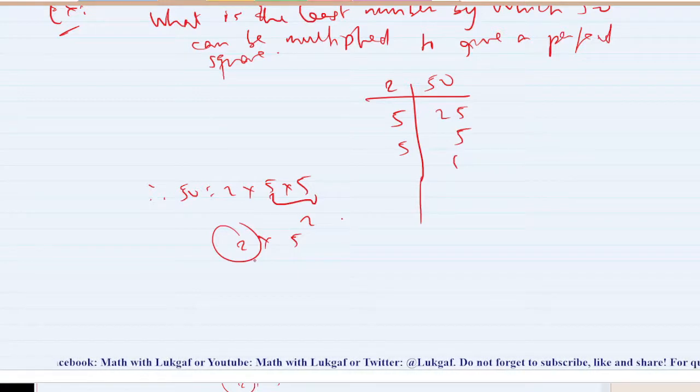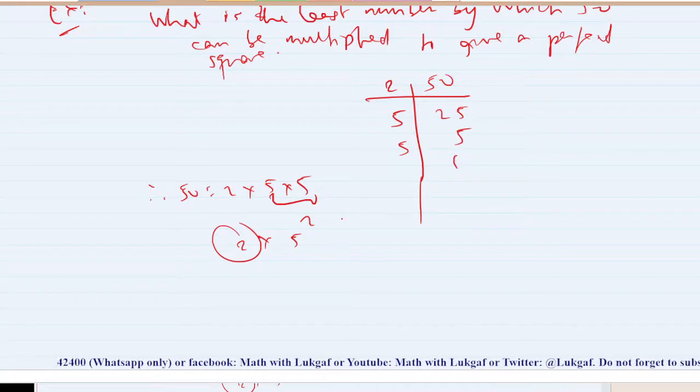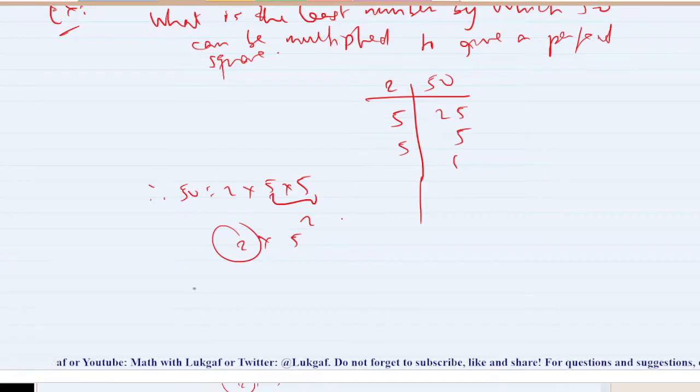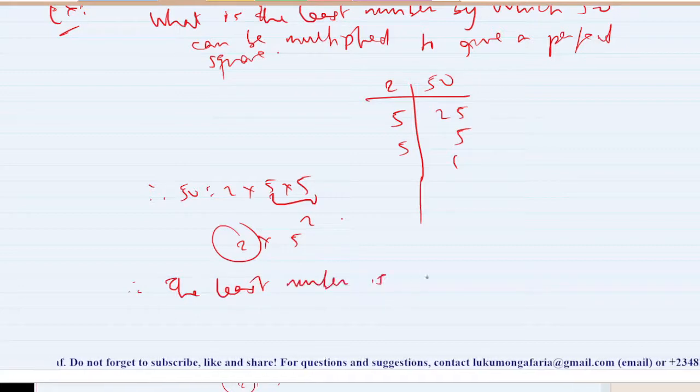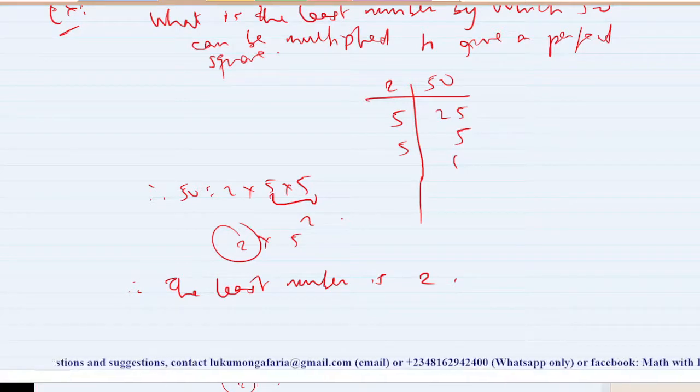So for this number 50 to be a perfect square, each of the numbers here must have a pair. That is, their power must be raised to an even power. So it means for this number to be a perfect square, I'm going to have it multiplied by 2 again, such that I'm going to have the 2s paired together as well. And I'm going to have the representative 2 as well as 5, so that if I combine them together, I'm going to have 10. You understand now? Then I say the least number is 2. You understand?